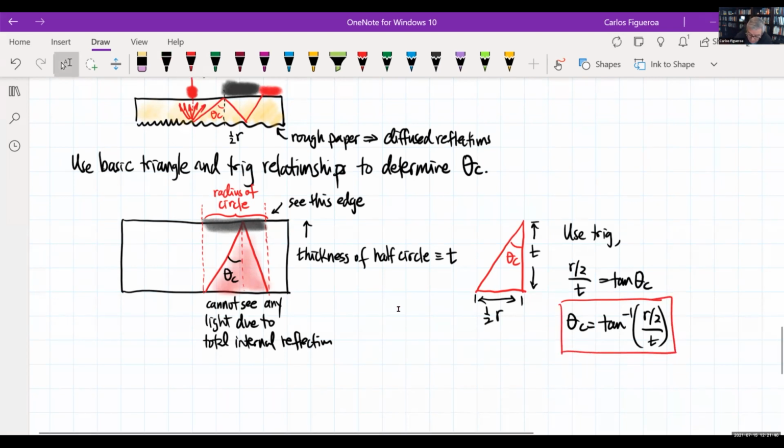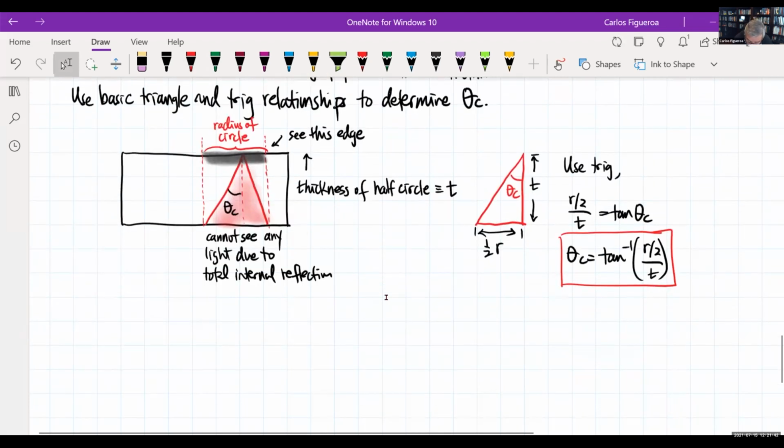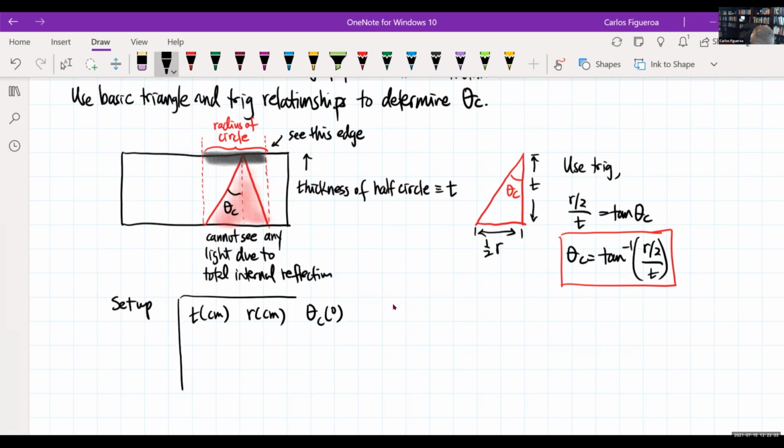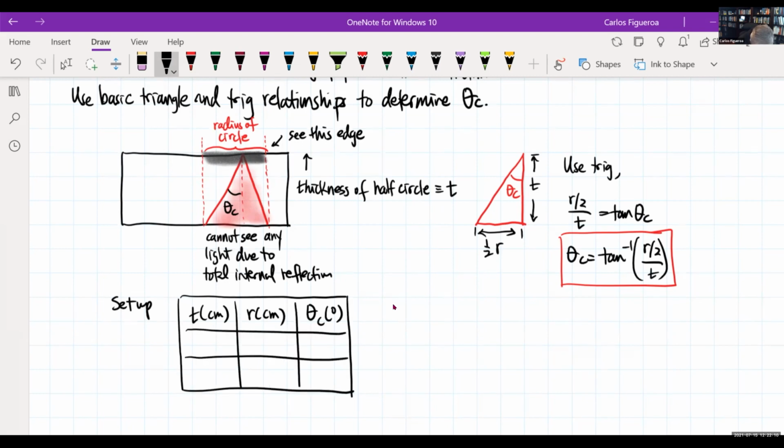So what do I want you to do? Set up a table and make the measurement. You know your thickness, let's say in centimeters, and you know your radius in centimeters, and now make the calculation to get your angle. It would be preferable that you do this multiple times, and then try to get an average for the critical angle.